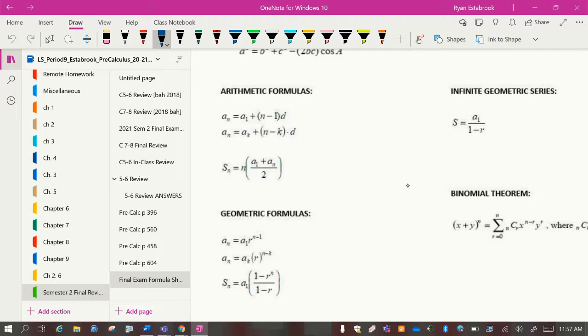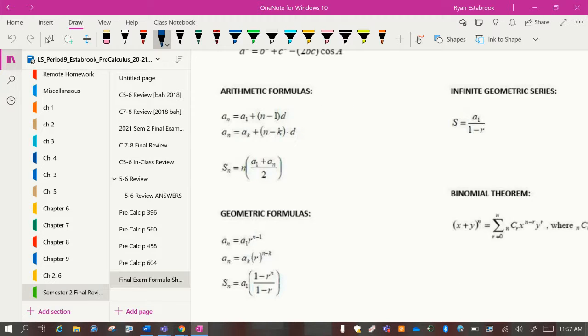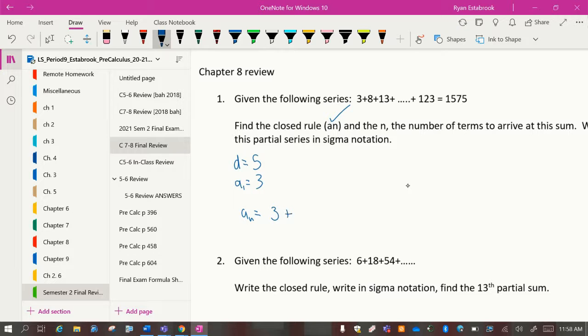A sub 1 plus n minus 1 times d. Common difference is 5. First term is 3. So can you write that formula for a sub n? And that's the first thing we're asked to find, a sub n.